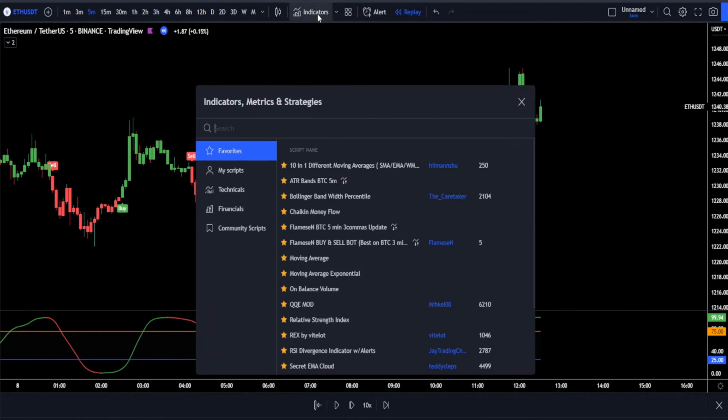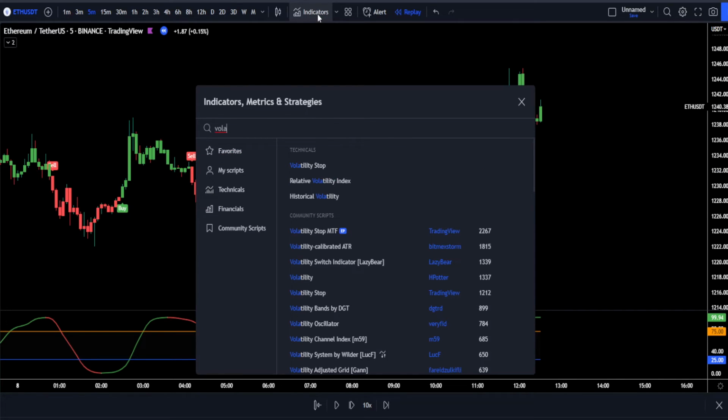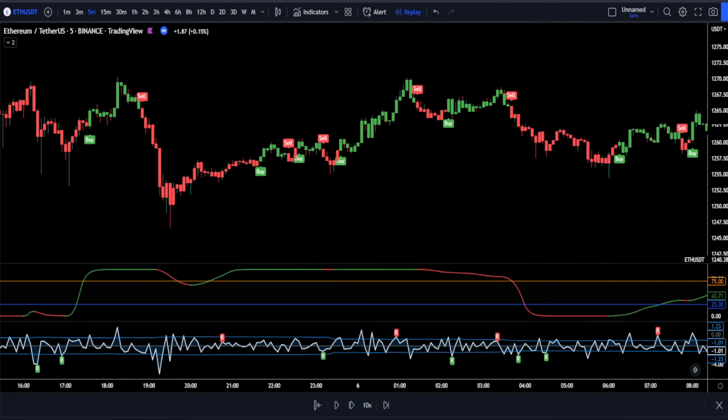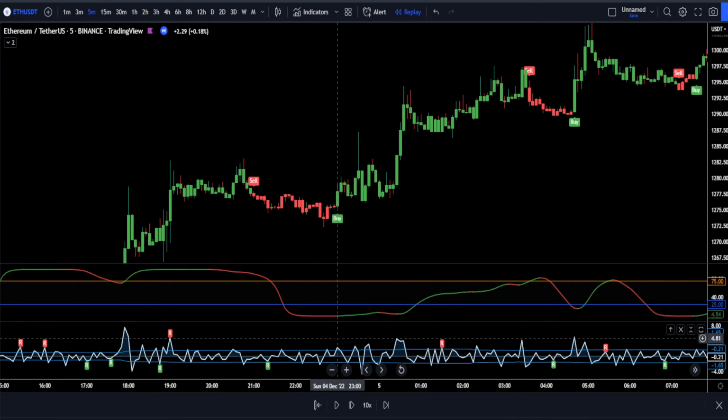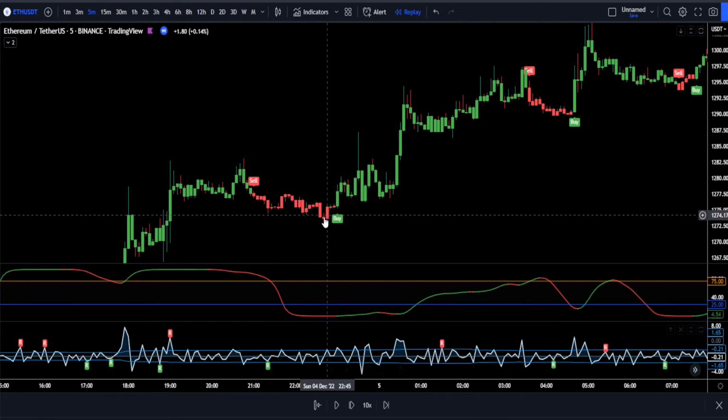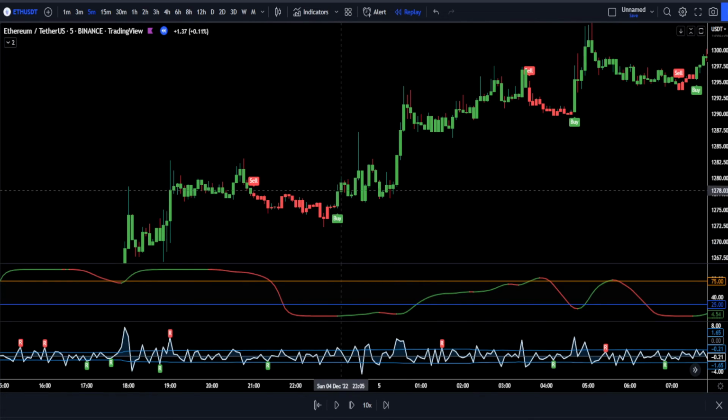So for that, I'd probably be using the volatility oscillator. This is definitely a really good tool and it eliminates a lot of losing trades. The long signal would only be valid when the volatility white line is above this upper band. So we can see that this would have been a trade that we would have actually entered.